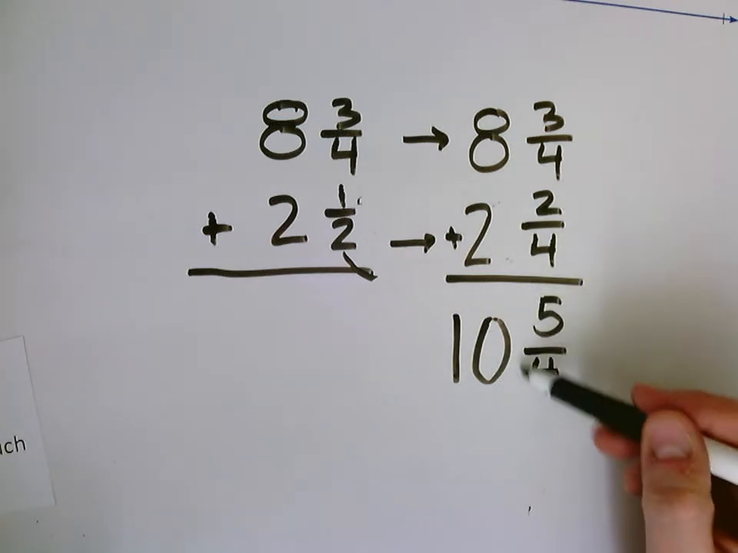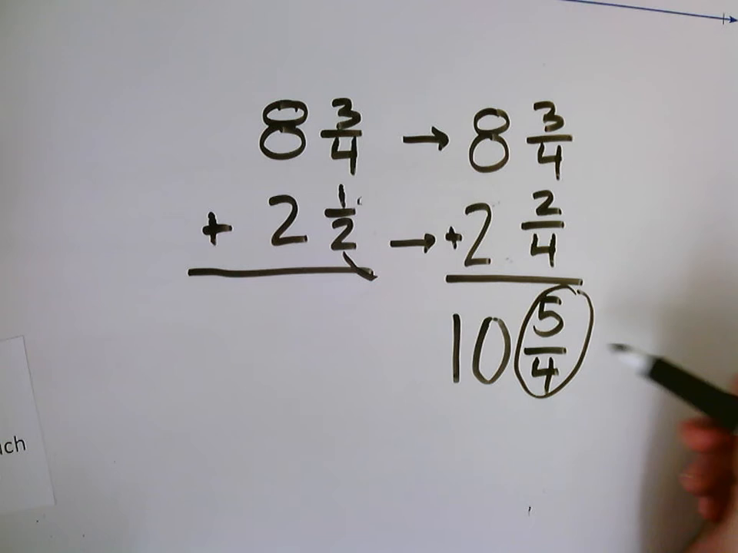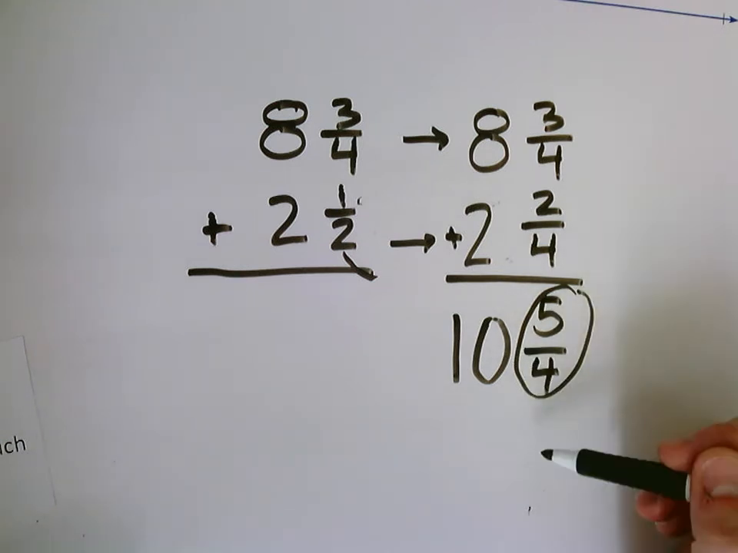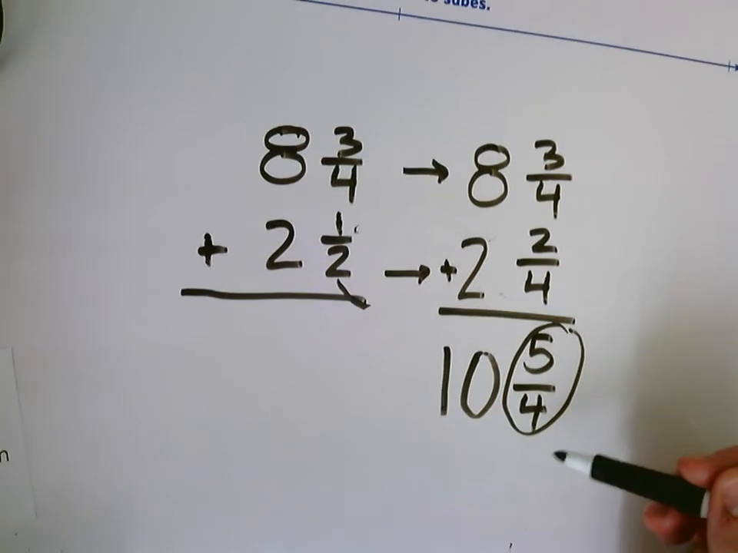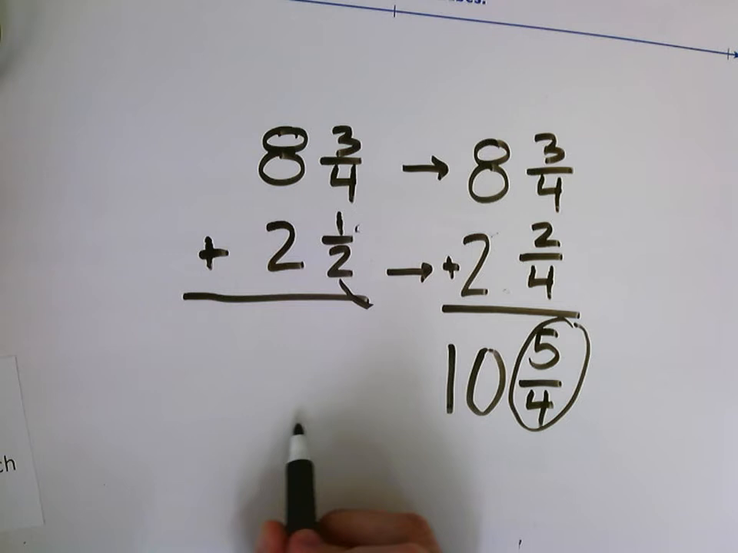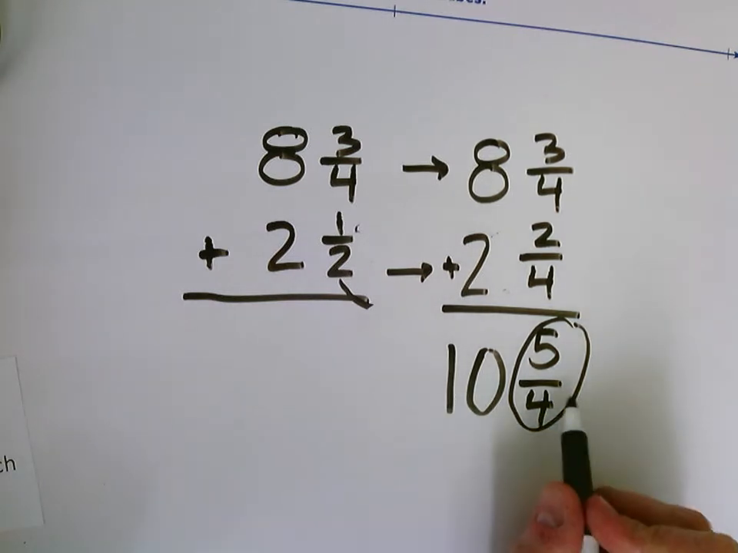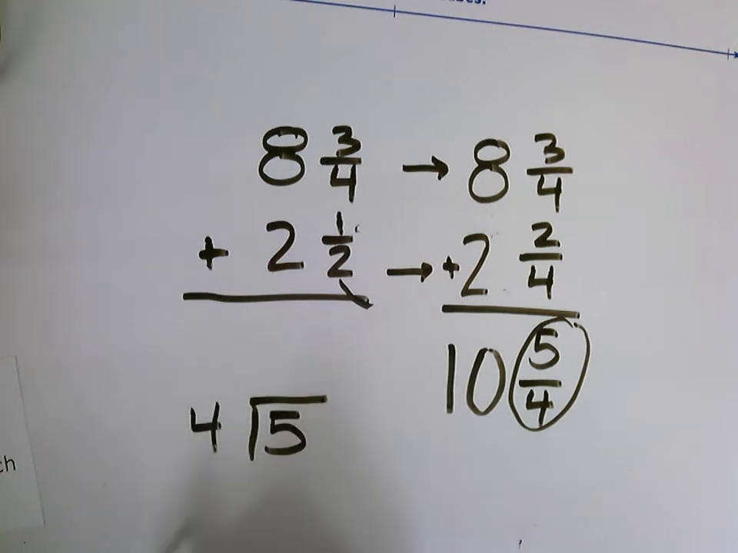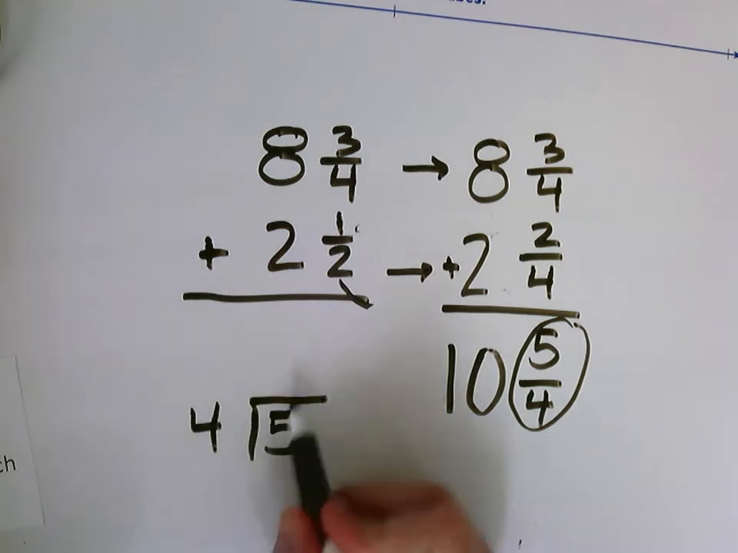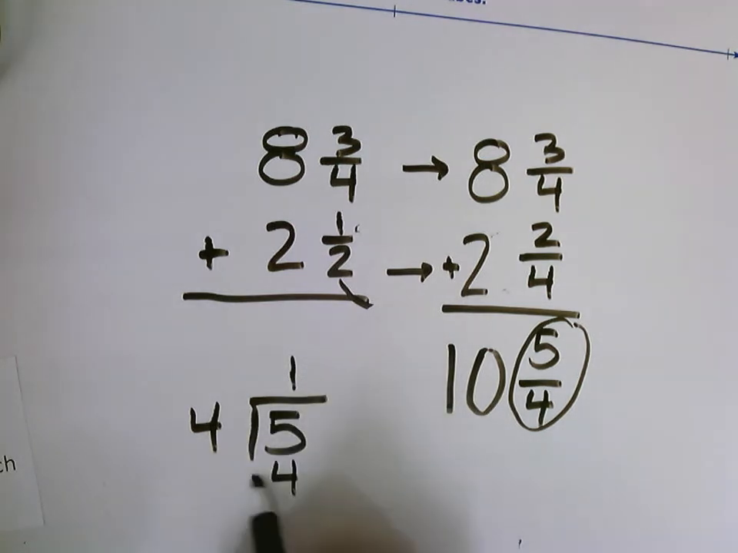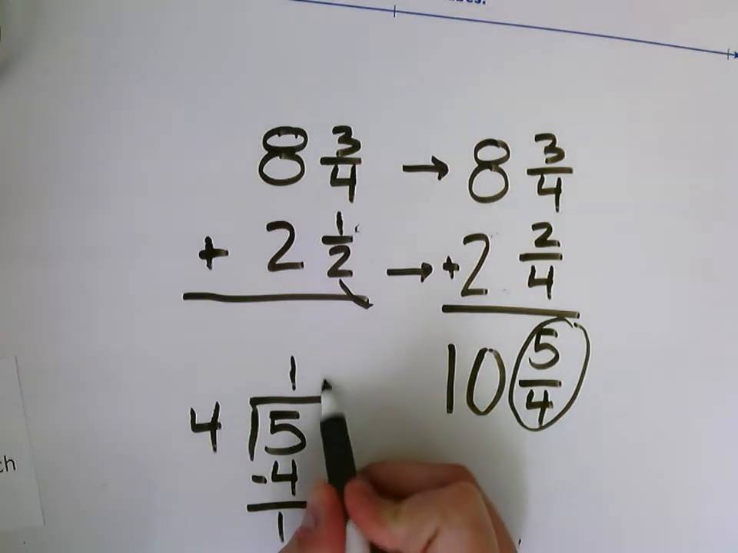So I need to take my 5/4 and I'm going to write it as a mixed number, and then I'm going to add it to the whole number that I already have. So 5/4, let's write that as a mixed number. So I can go ahead and use division to find my mixed number here. So I'm going to do 5 divided by 4. Okay, so I know 4 times 1 is going to get me the closest to 5. Again, 4 times 1 is 4. When I subtract, I have a remainder of 1.